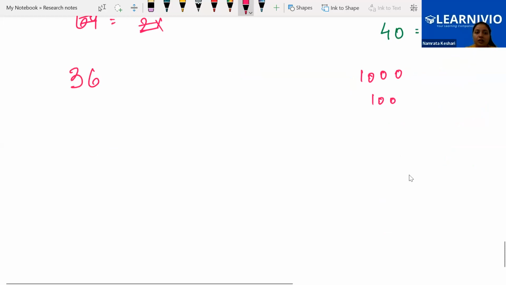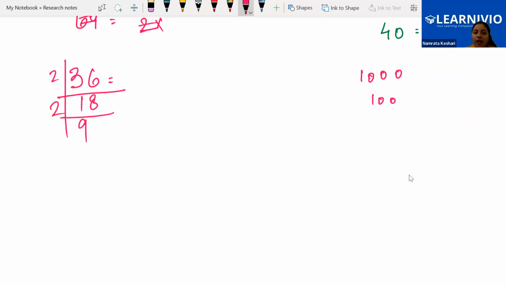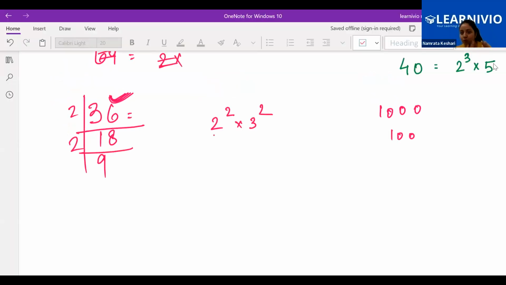You take any number, let me take 36. If we factorize this 36, what will we be getting? We will be getting 2 square into 3 square. You can see the end number is not 0. If any number's last digit is 0, that number's factorization must have 2 and 5. That will only make 0 at the last.